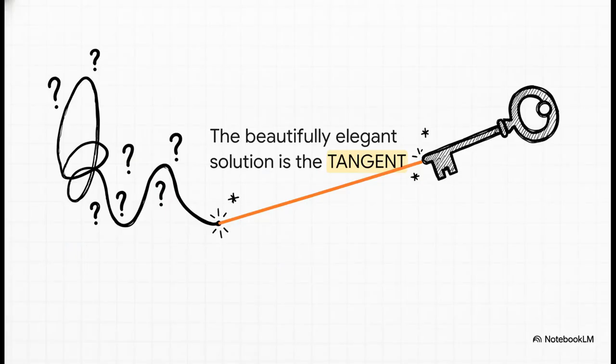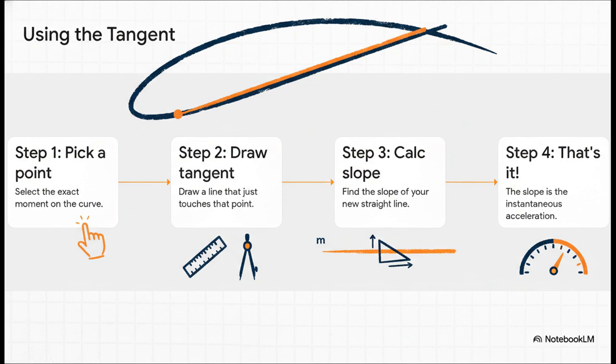And here it is, the solution. It's a concept that comes from calculus, but the idea itself is incredibly visual and honestly pretty intuitive. It's called the tangent line. Here's how it works. First, you pick the exact moment you care about on your curve. Then you draw a straight line that just barely kisses the curve at that one single point, perfectly matching its steepness in that one little instant. That line you just drew, that's the tangent. And the slope of that simple straight line gives you the instantaneous acceleration. It's this beautiful way of turning a complicated curve into a simple, measurable line, just for a moment.